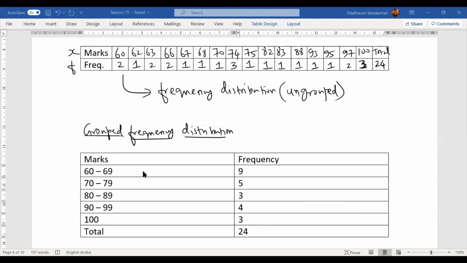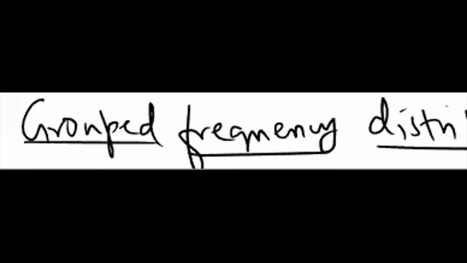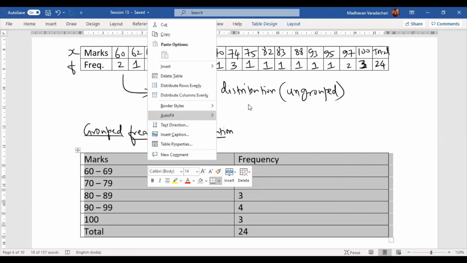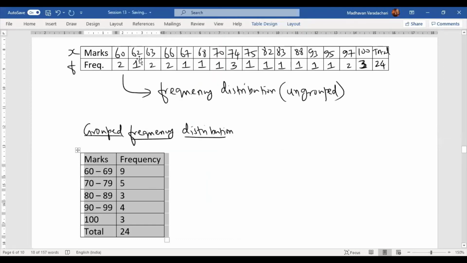So we just counted these observations 60 to 69, 2 plus 1 plus 2 plus 2 plus 1 plus 1. And I wrote that as 9 and this total is matching. So this is actually a grouped frequency distribution. The reason is you already created groups like 60 to 69, 70 to 79, 80 to 89, and then captured the frequency. That is why it is called a grouped frequency distribution.